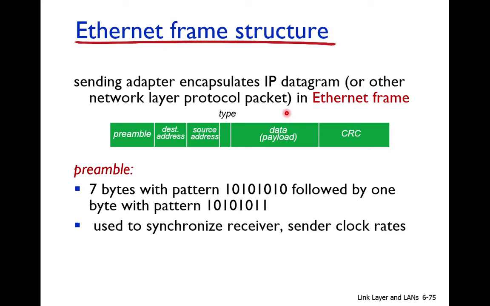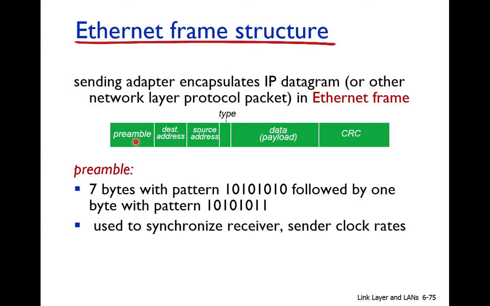So the Ethernet frame has a header as well as a trailer. In the header, there are three fields: destination address, source address, and type. And in the trailer, there is only one field, the CRC.